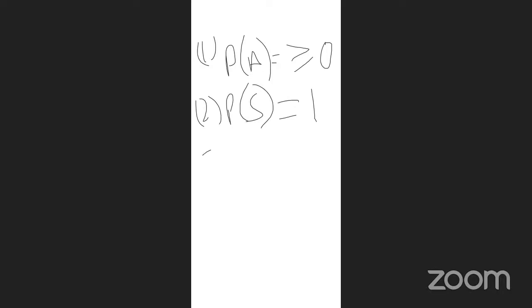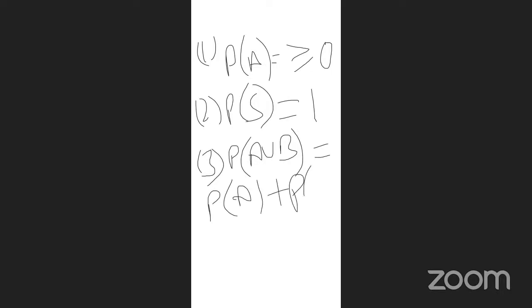And the third rule is that the probability of A union B is equal to the probability of A plus the probability of B. We are supposed to take these three rules into account. Based on these three rules, we are supposed to work out the probabilities. Next, coming to the probability rules for addition and multiplication.